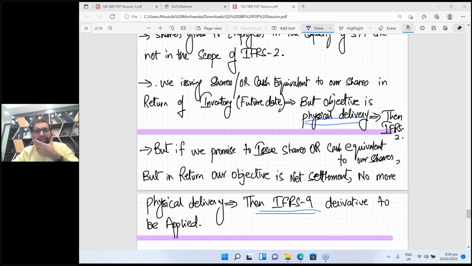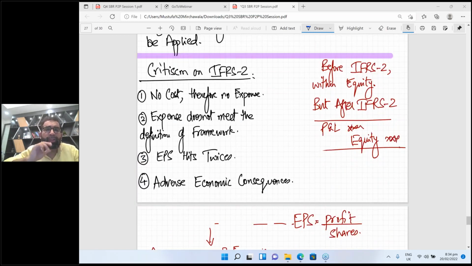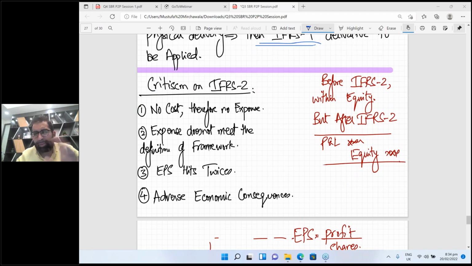Now this is basically a criticism of IFRS 2. Back in around, if I'm not wrong, 2005 or 2006, IFRS 2 came. When IFRS 2 came, the whole accounting world got disturbed. All accountants and directors got angry. They started crying. IFRS 2 made them cry. All the big multinationals cried. Why? Look here.